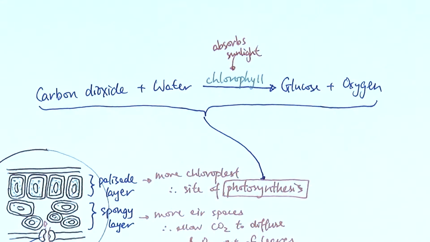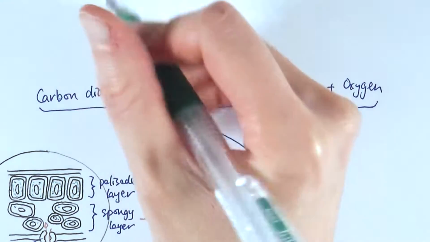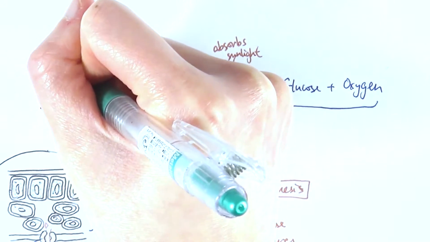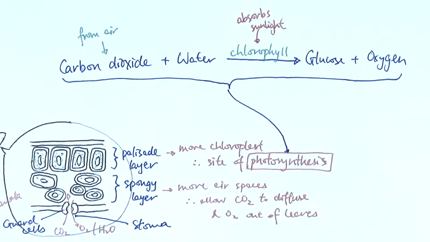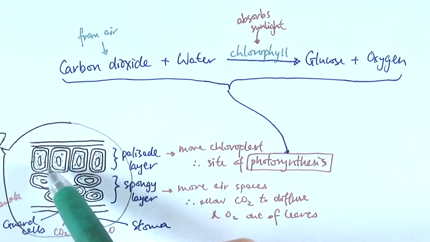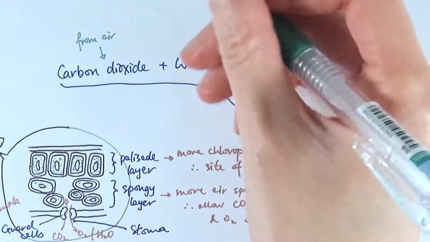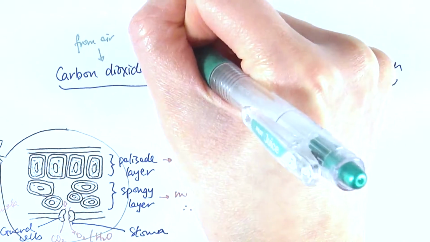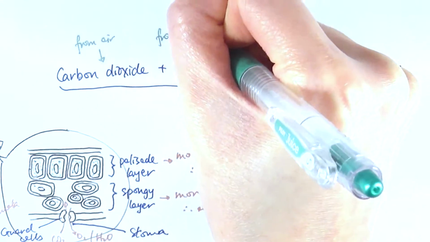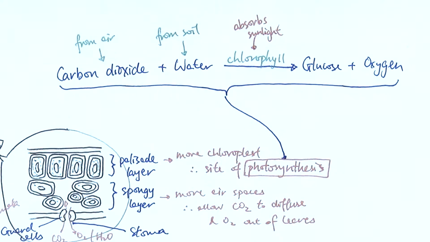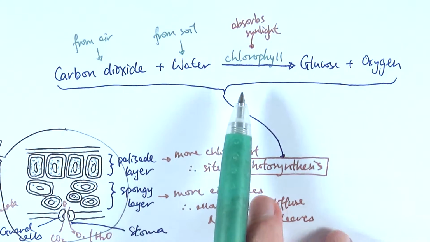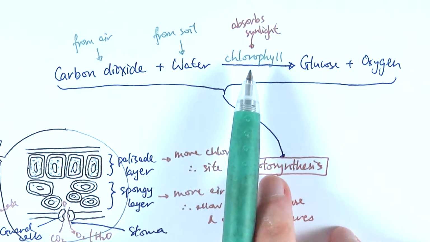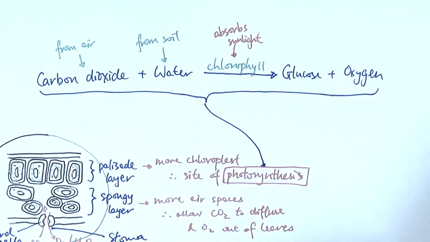So let's have a very quick think about where they actually get these different substances. Carbon dioxide is from the atmosphere, from the air around it. Because of the stomata here, the carbon dioxide can come into the leaves from the surrounding area, and that's where the photosynthesis happens. And then the water mainly comes from the soil. As we mentioned earlier, the water is absorbed by the roots and carried up in the xylem into the leaves, and then they react together in the palisade cells using the light energy absorbed by the chlorophyll, changing it into glucose and oxygen.